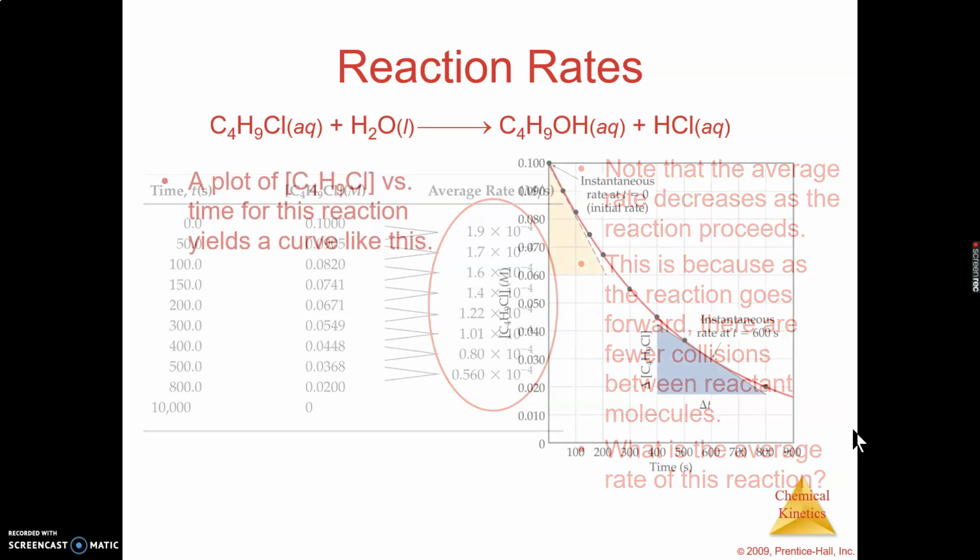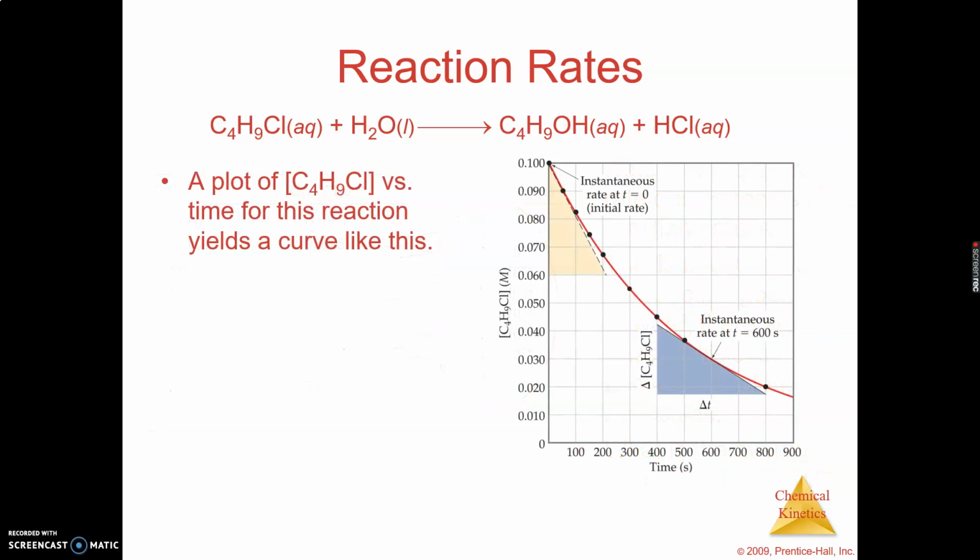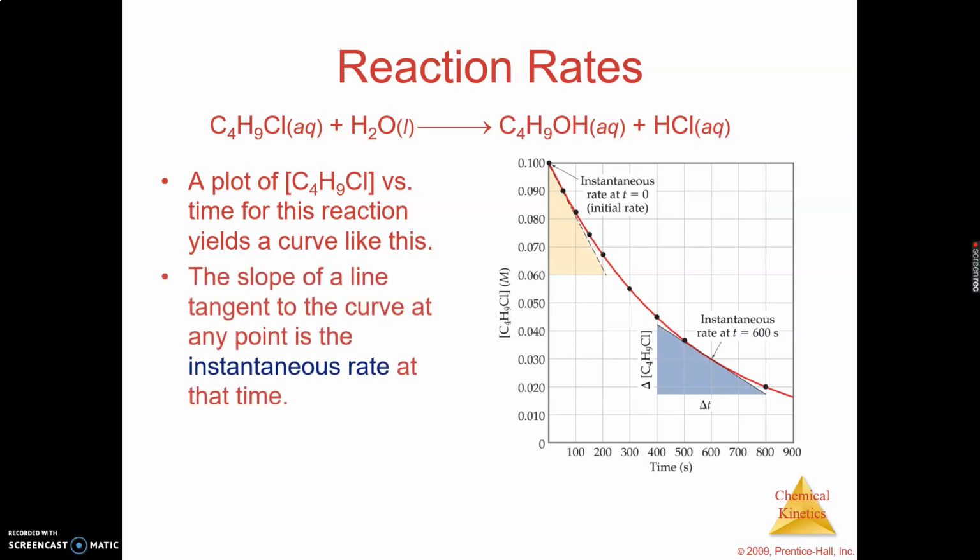And so we can look now at what we call the instantaneous rate. If you're familiar with calculus, this should make a lot of sense, but even if you're not, it's okay. What we're looking at here is the instantaneous rate, which is just the rate at a specific instant in time. So we're not looking over a certain time interval, we're looking at a specific time. Here on the graph you could see time equals 0, or time equals 600. So here we're not going over a certain range.